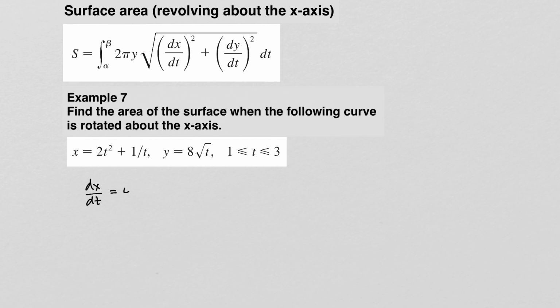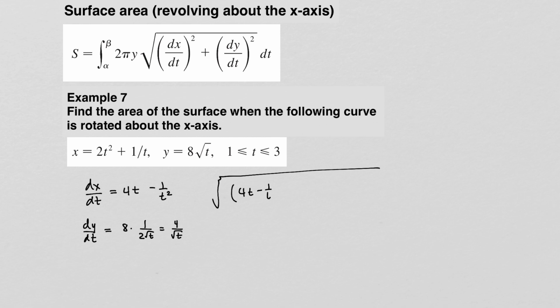We know that dx/dt is 4t minus 1 over t squared. And dy/dt is equal to 8 times 1 over 2 radical t, which is 4 divided by radical t. Now let's go ahead and figure out the radical part of this. So we're going to have the square root of (dx/dt) squared plus (dy/dt) squared. And now we just need to simplify this expression as much as possible.